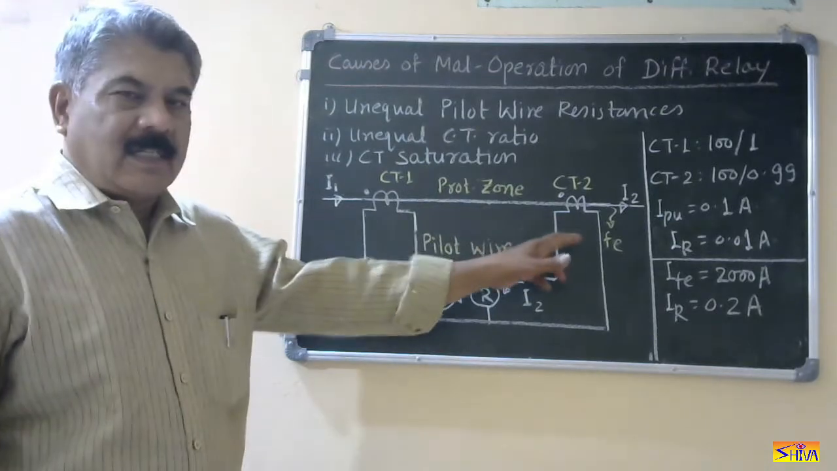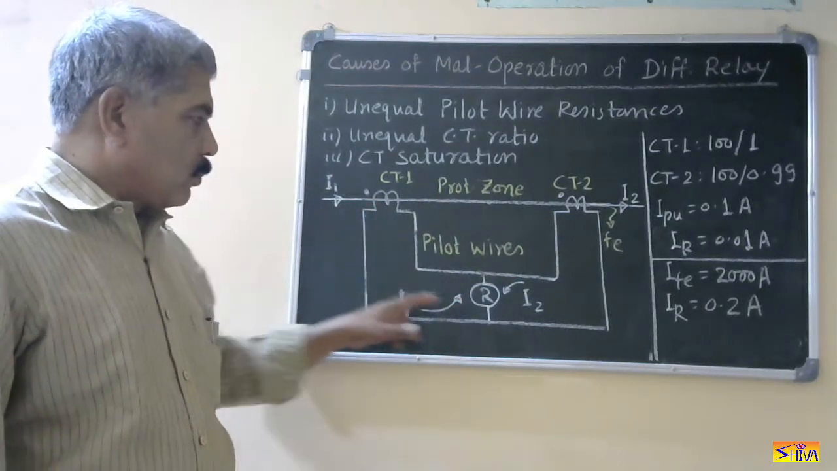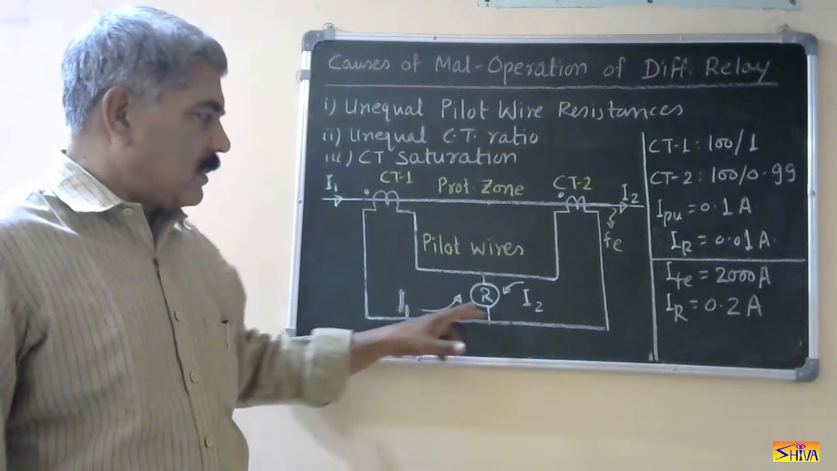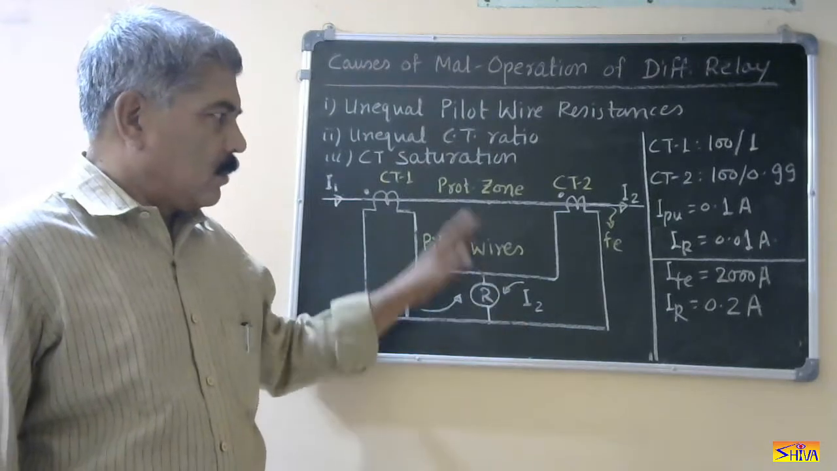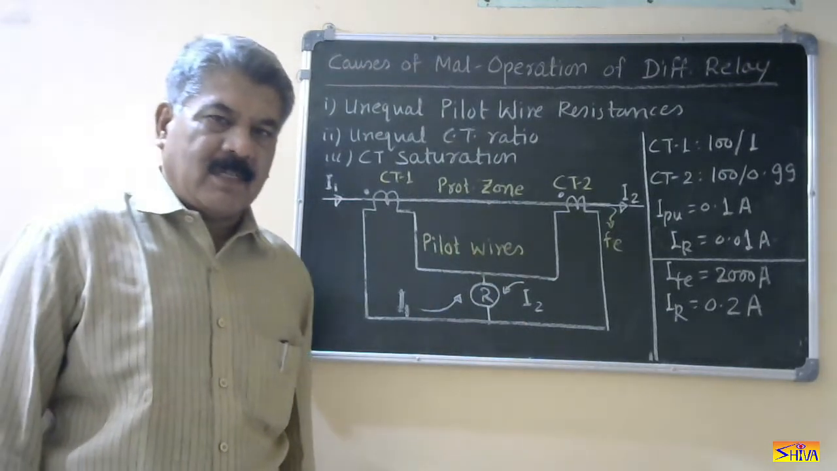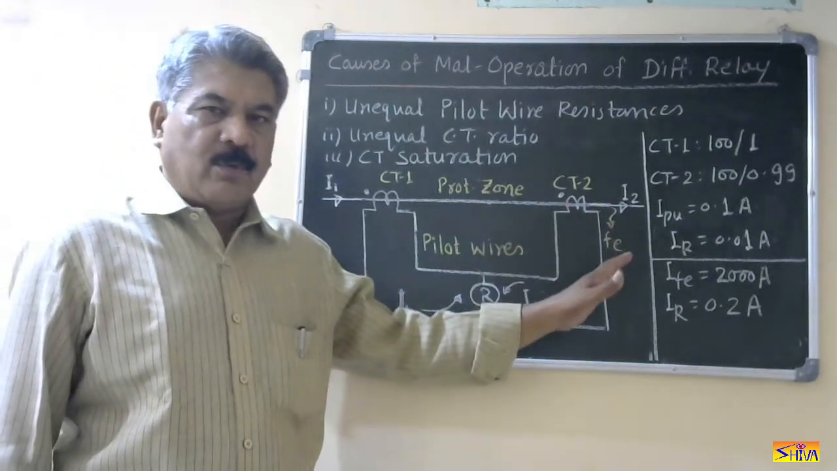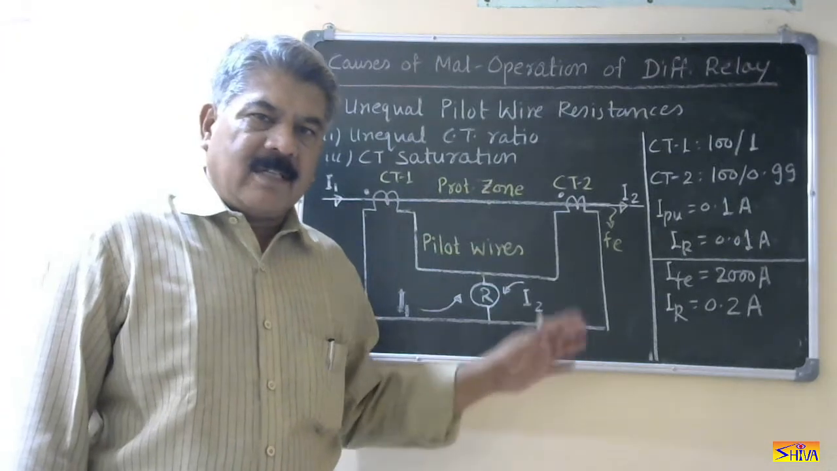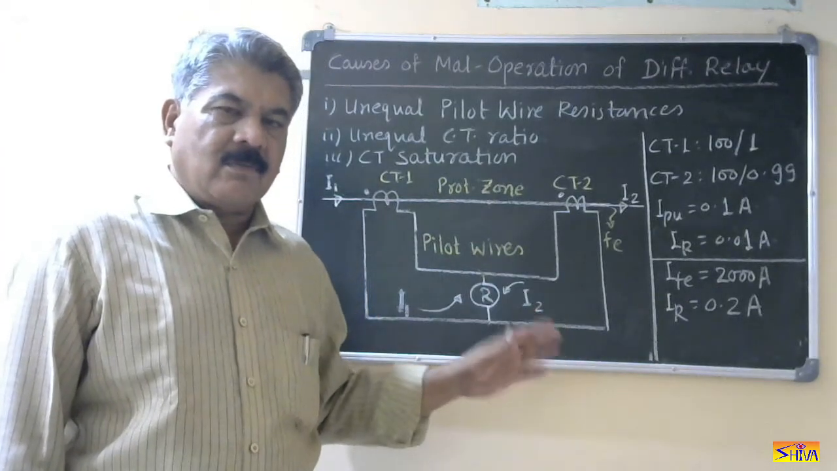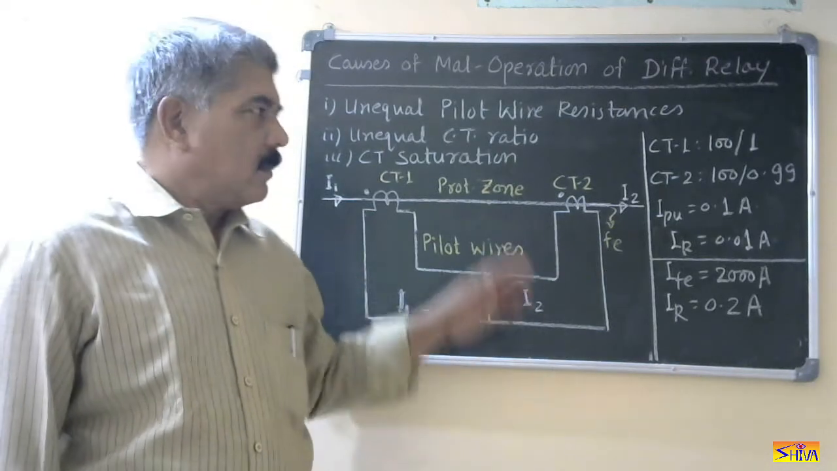So these are CT secondaries. The dot mark shows current leaving. So through this relay, the current is I1 minus I2. That is the relay current. This I had explained in my previous lecture. For differential relays, the faults outside the protected zone are called true faults. Now let us see the reasons why the relay operates for the true faults.